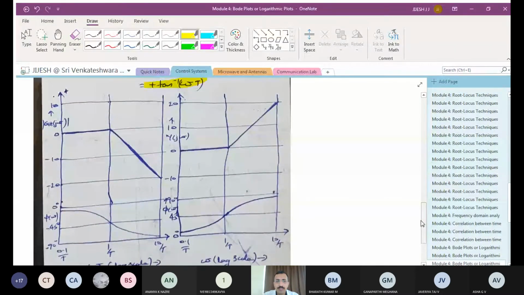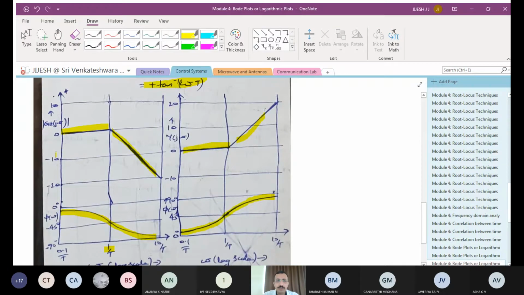Till 1 by t, it will be without any slope, and after that you have a 20 dB slope. Here also you can see there is a plus 20 dB and minus 20 dB slope. The first plot which I have shown you is the magnitude plot, and the lower portion is the phase plot.